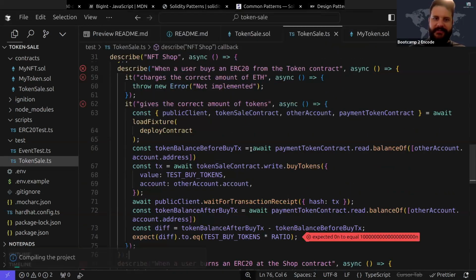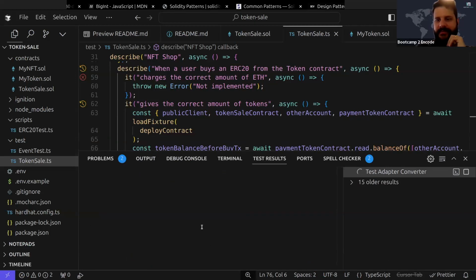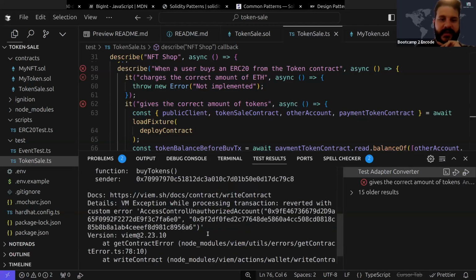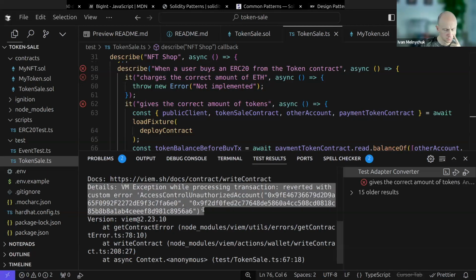Exactly. So I'm going to compile my smart contract. I'm going to call that function here, and we're going to see that we're going to have exactly this problem. And we're going to see a very interesting part of this architecture. So we had a problem. We reverted with the custom error: access control unauthorized account. This account is missing this role. But the question is, which account is that? Who is missing the minter role? The sender? Let me copy this for you.